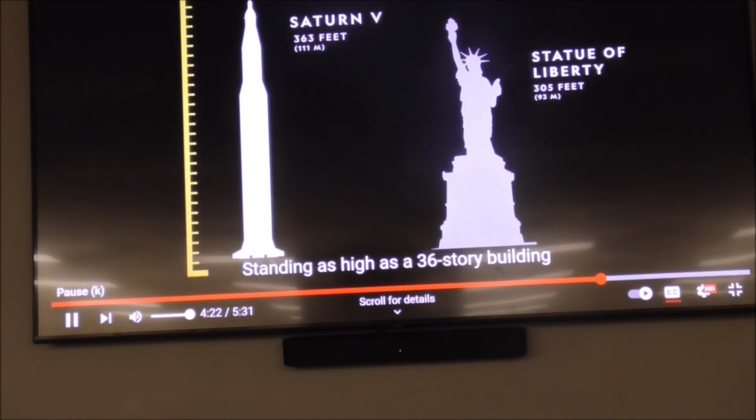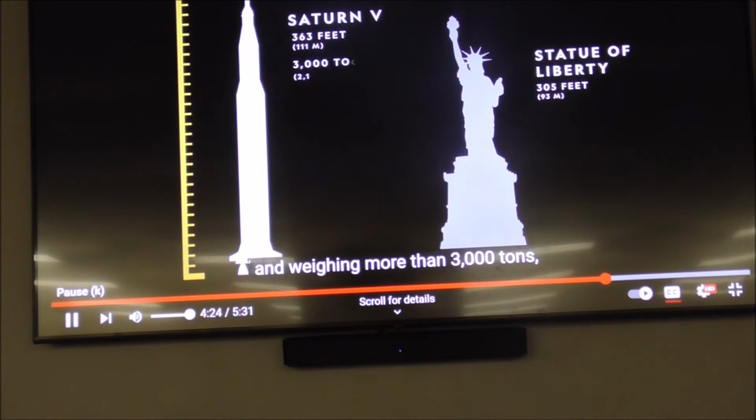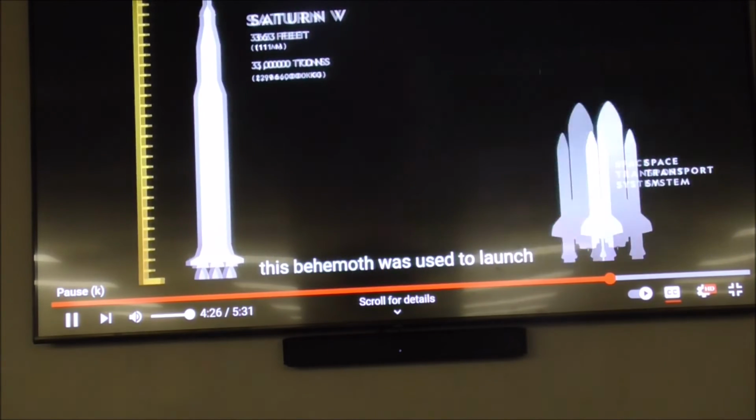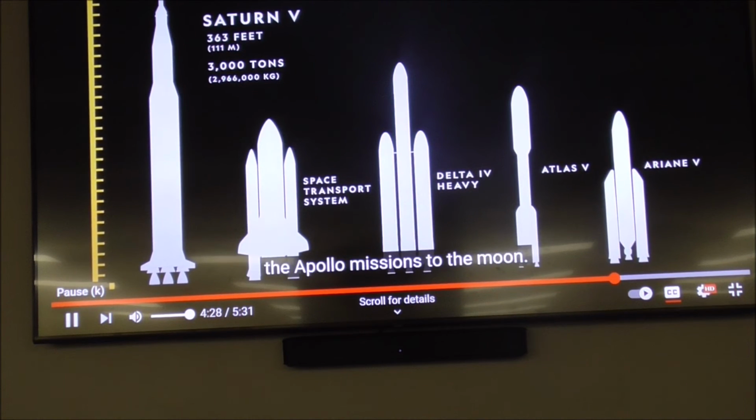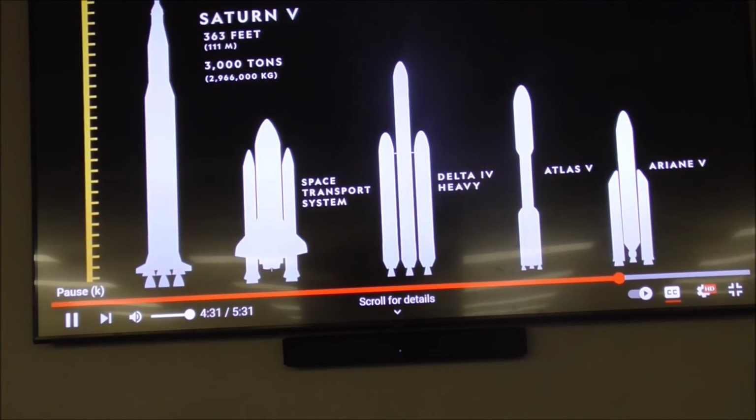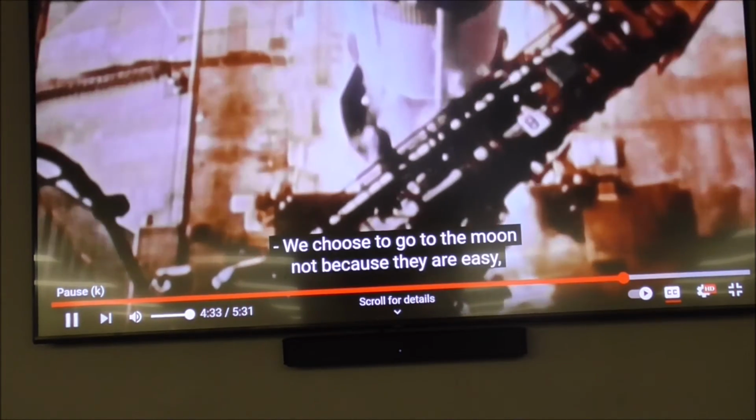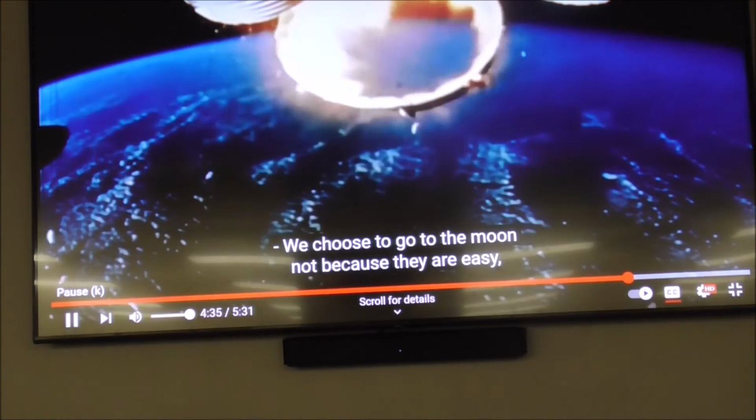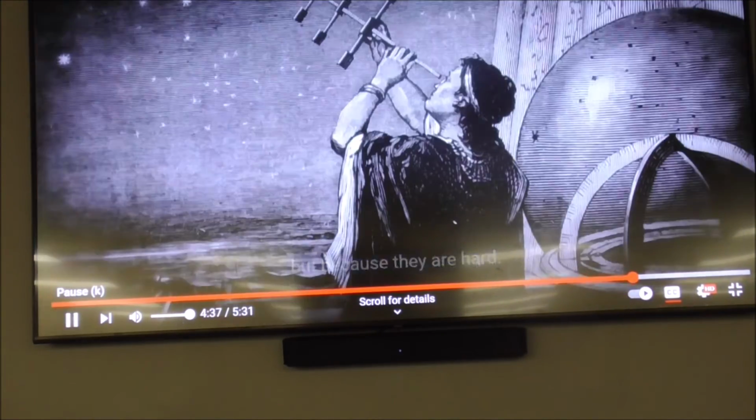Standing as high as a 36-story building and weighing more than 3,000 tons, this behemoth was used to launch the Apollo missions to the moon. We choose to go to the moon not because they are easy, but because they are hard.